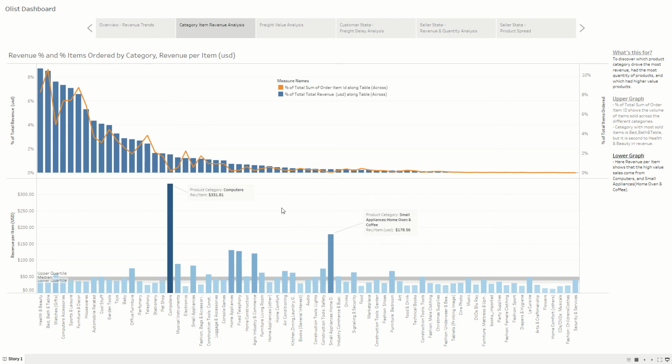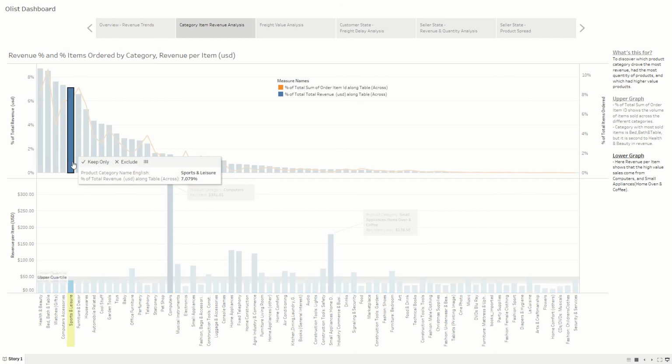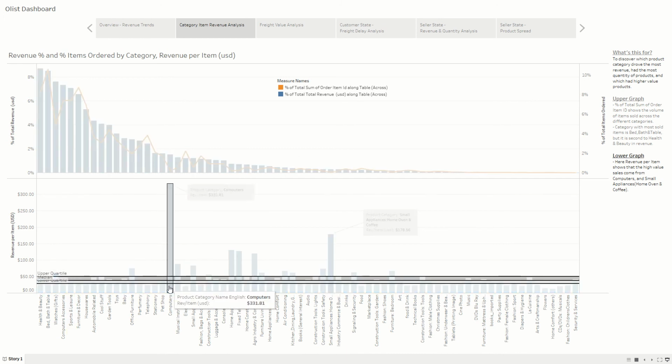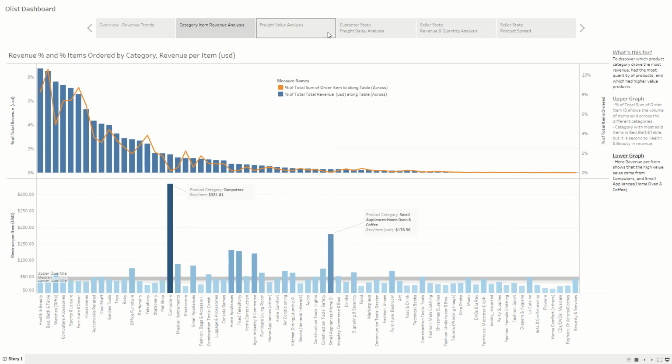Also, computers and small home coffees are the most expensive things on the market. So generally that's it for this. And let's see, no, it's not really filterable here.